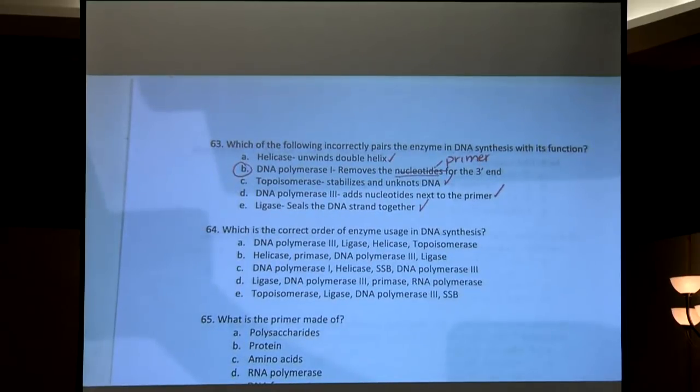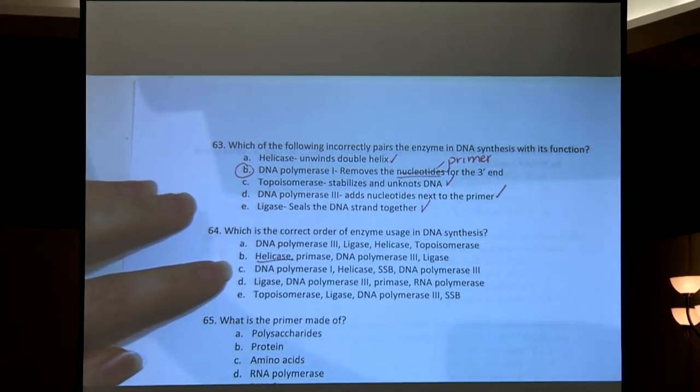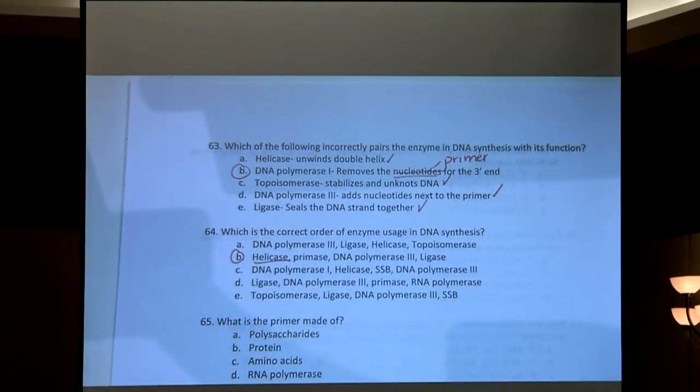So 64, which is the correct order of enzyme usage in DNA synthesis? So which one should come first? The first one should be our helicase. That should make the rest of the options pretty obvious. So B should be the correct answer. We should see our sequence be helicase, then primase will come in to add the primer. Our DNA polymerase 3 will come in to help elongate everything, and then ligase will end it. These options don't include all of the enzymes, but for this case, this order is the most correct.